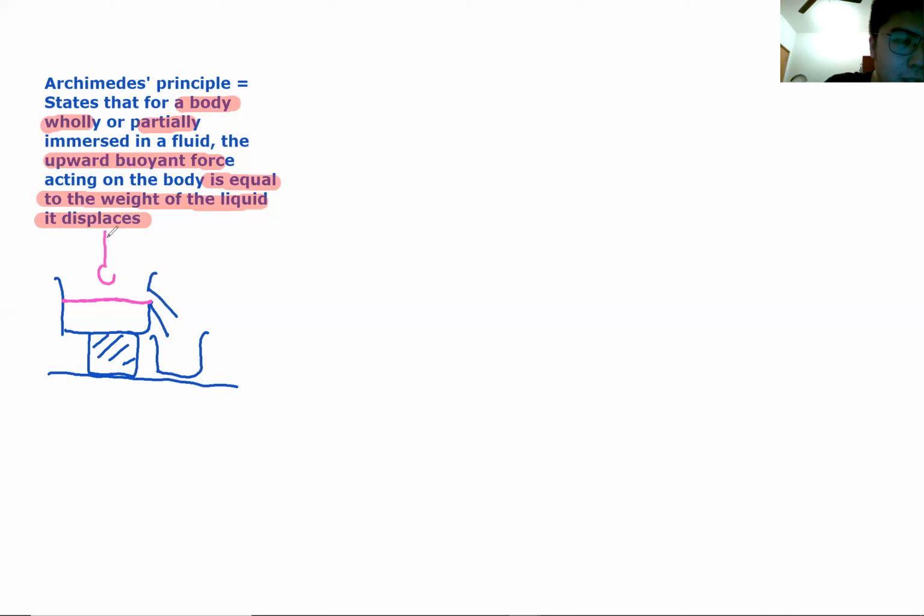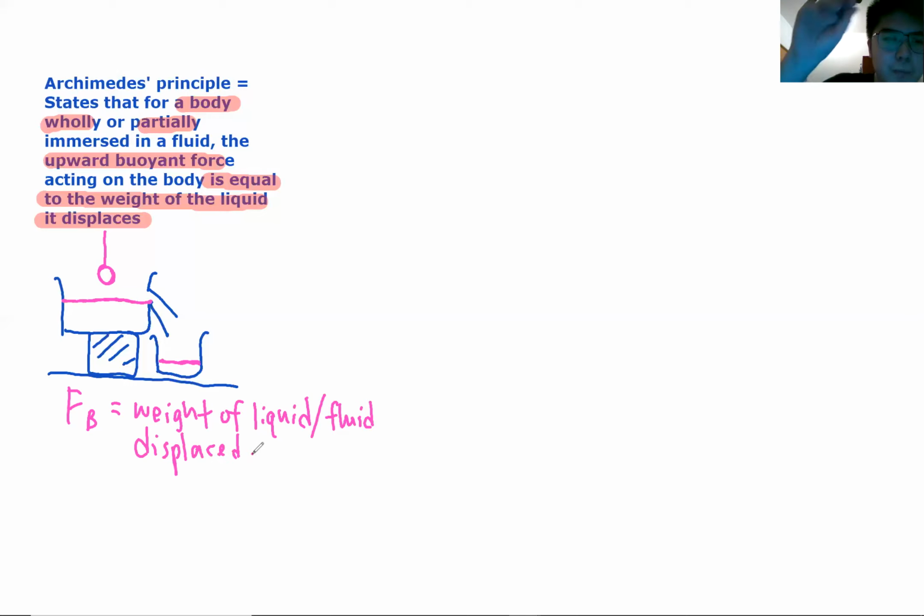Let's say I'm hanging one object. If I lower this object down into the water, it displaces some of the water, right? It forces some of the water to flow out of the Eureka can here. So the water will flow down here and down here. Now, Archimedes principle is saying that the buoyant force is equal, so FB equals the weight of the liquid, or fluid, the weight of the fluid displaced.